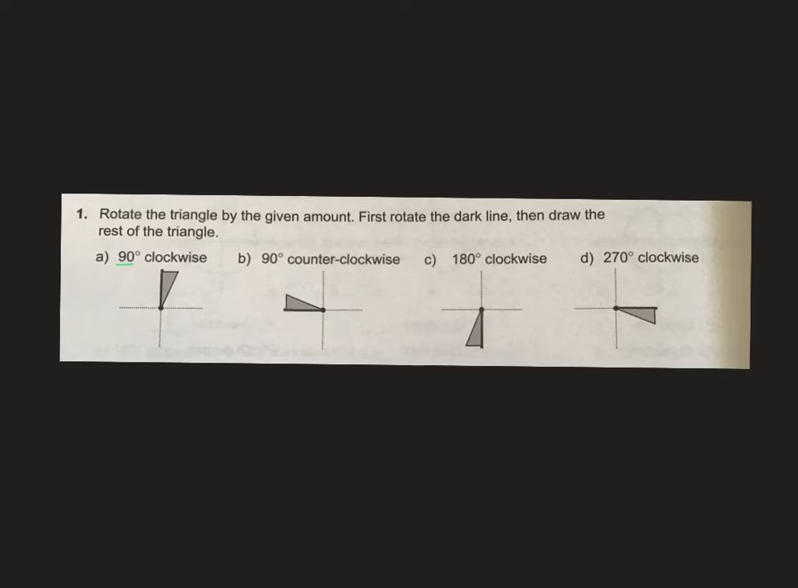So when they ask us to rotate 90 degrees, we know that that's a quarter turn, and clockwise is going to fall down to the right from the top. It'll follow the same direction as the clock. So for us to take this and move a quarter turn, it would come here. Then, once we have moved the dark line, we can move the triangle.